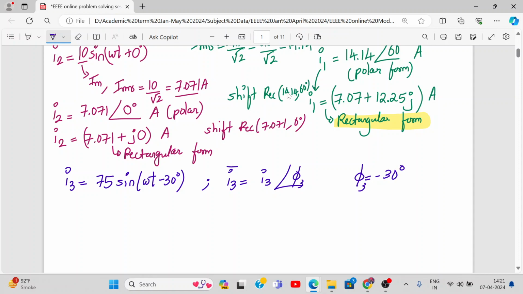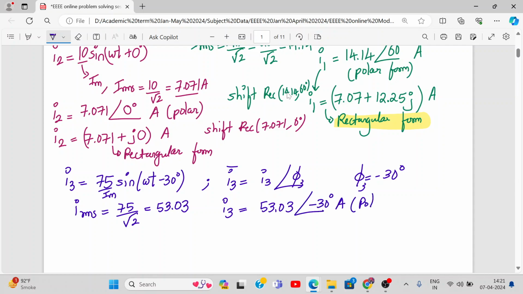We have to find I3 RMS. This is IM. So how will you find IRMS here? 75 by root 2. How much is that? 53.03. And angle here. So I3 will be written as 53.03 angle minus 30 degree. Now this is in polar form. Convert into rectangular form by pressing shift rec.